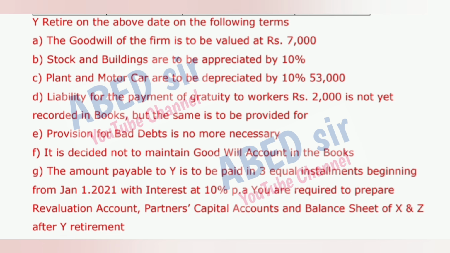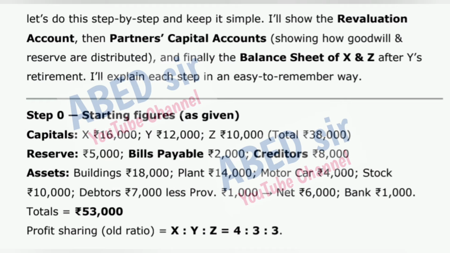You are required to prepare revaluation account, partners' capital accounts and balance sheet of X and Z after Y's retirement. Let's do this step by step and keep it simple. I'll show the revaluation account, then partners' capital accounts, showing how goodwill and reserve are distributed, and finally the balance sheet of X and Z after Y's retirement. I'll explain each step in an easy-to-remember way.